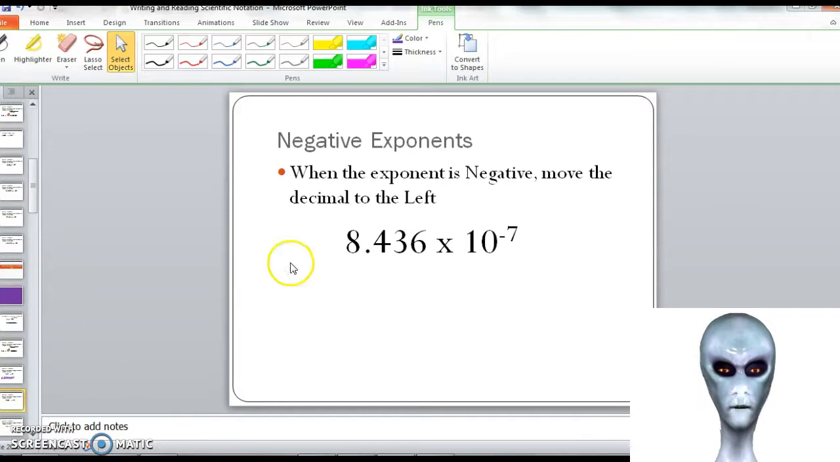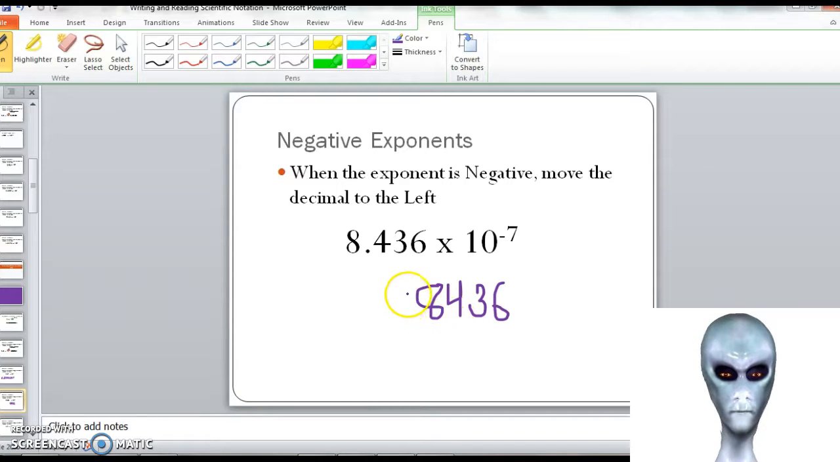Okay, let's look at another example. 8.436. Again, I like to write my digits down first. And I'm going to move my decimal to the left 7 times. So if my decimal point is here, I have to go 1 and fill in the rest with zeros. 2, 3, 4, 5, 6, 7. Decimal point.